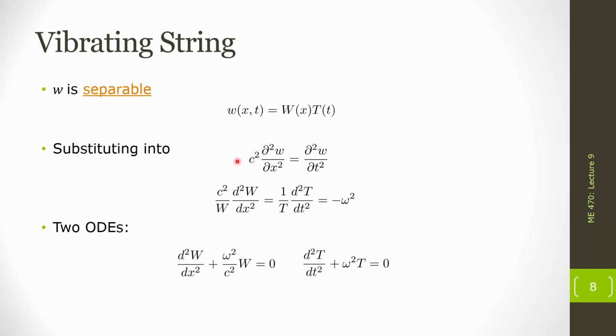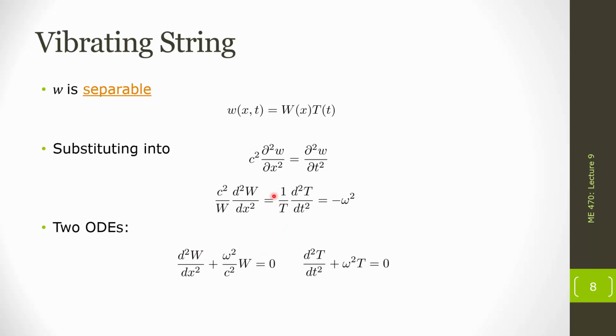We have from here the c squared over W times d squared W dx squared. I can equate that, I'll ignore this middle section for now, I can equate that to negative omega squared, and I can do some rearranging, and I get my first ordinary differential equation in terms of W. Right? And again, W is only a function of x. I only have constants and x terms in my first ordinary differential equation that comes out from this.